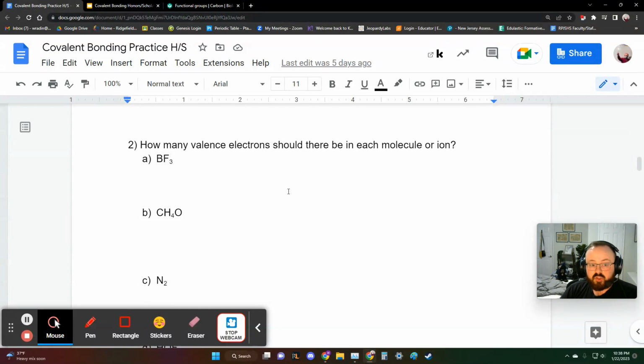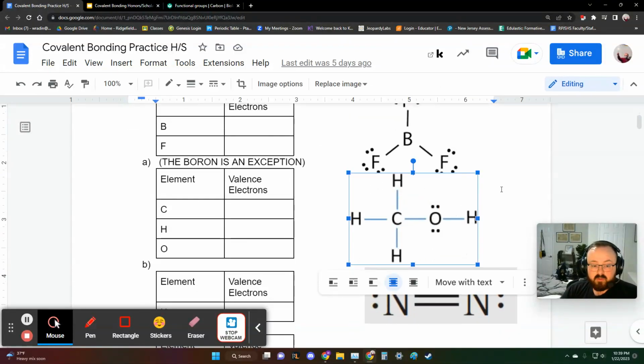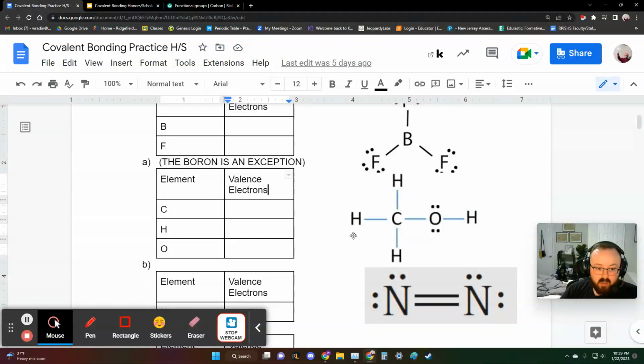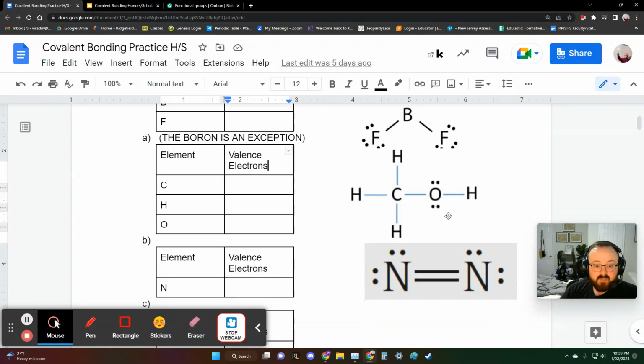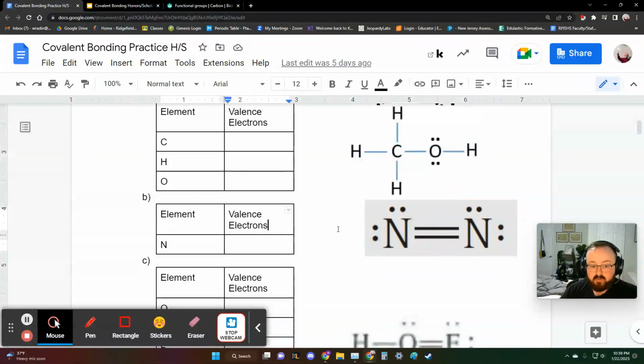Okay. So we get to something like this. How many valence electrons should there be in each molecule or ion? In this question, I'm only asking: does each atom violate the octet rule? In this molecule here, which is methanol, none of these atoms themselves violate the octet rule. But it's possible that a structure does not violate the octet rule and is still an incorrect structure. This example, N2, is not the structure of N2.